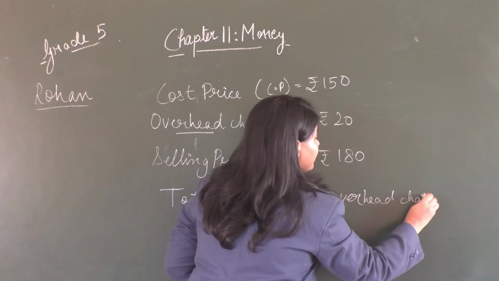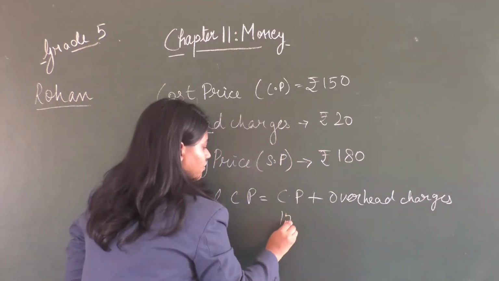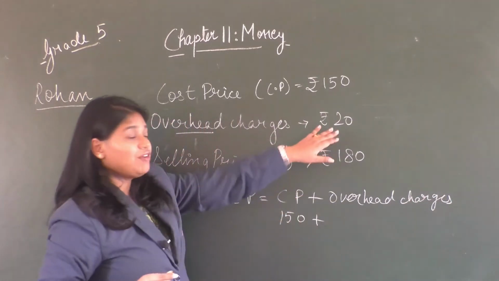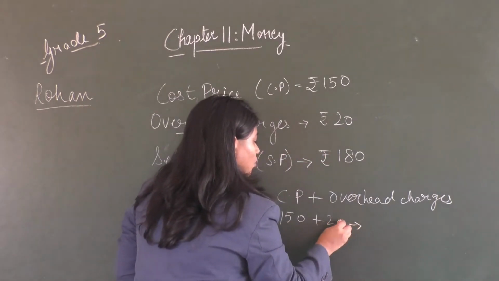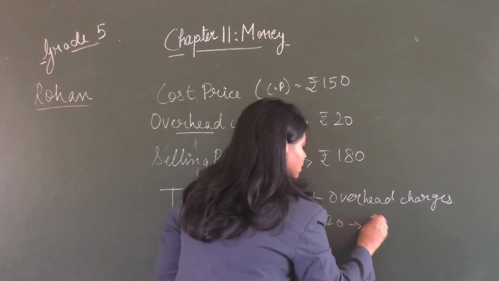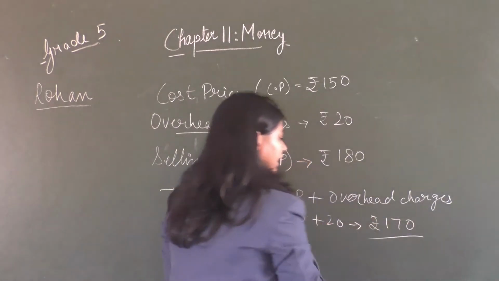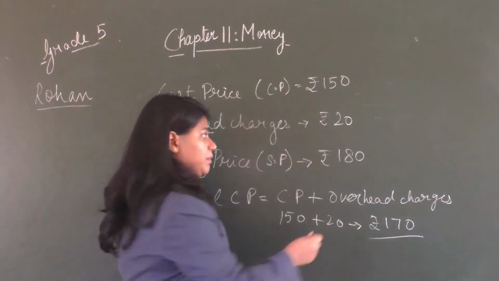So, as I mentioned earlier, total cost price is equal to cost price plus the overhead charges. So, here the cost price is rupees 150 and we have overhead charges as rupees 20. So, the total CP will be 150 plus 20, that is rupees 170, right?